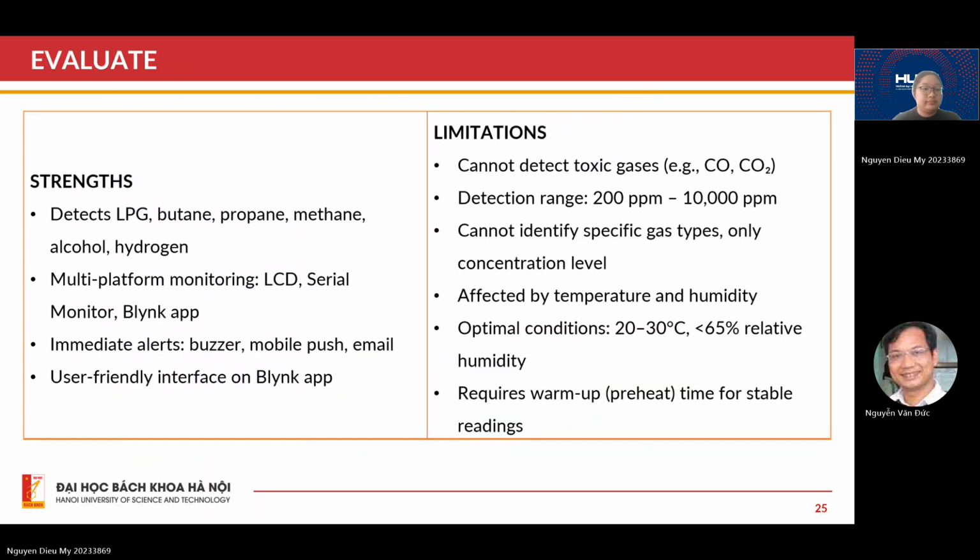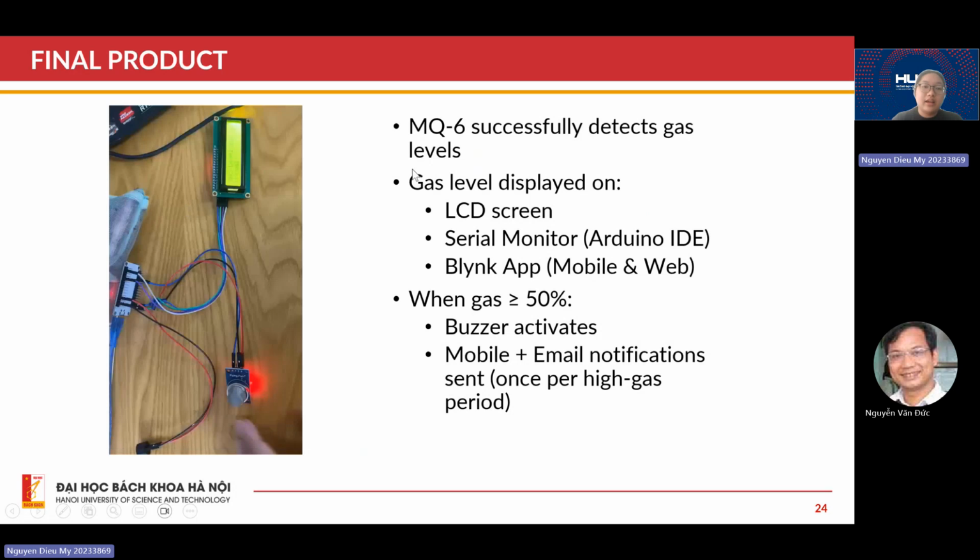After the test, we can conclude that the MQ6 successfully detects the gas level, and the gas level is displayed on the LCD screen, the serial monitor of Arduino IDE, and also the Blynk app on mobile and website. When the gas is higher than 50%, as we said, the buzzer will activate and mobile and email notifications are sent. And it's sent once per high gas period.